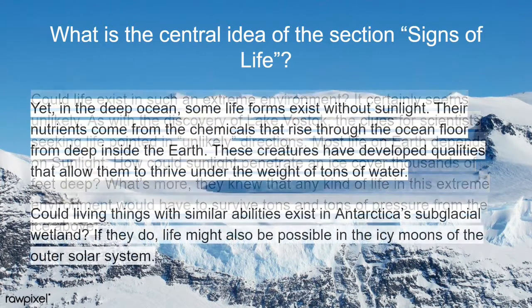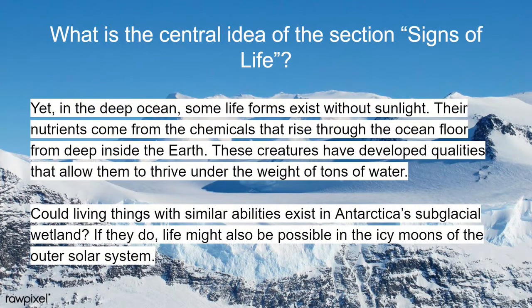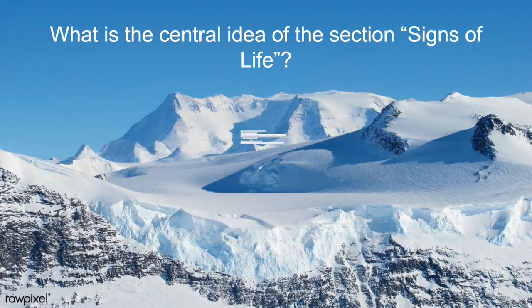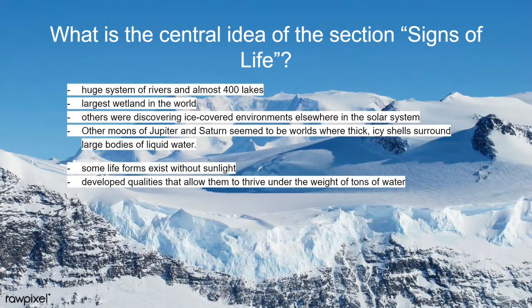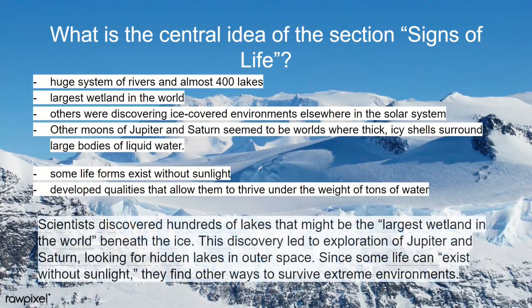And so we look at the next sections to decide if there's anything we can use from them. Some life forms exist without sunlight. Develop qualities that allow them to thrive under the weight of tons of water. So we've got more information about the lake, but now we see ourselves moving into that section where it's talking about how life on Earth under all this ice can help us find life on other planets. We're getting there. So we put those notes in our notes page with all of the others, and then we go on and we create our summary for the Signs of Life section.